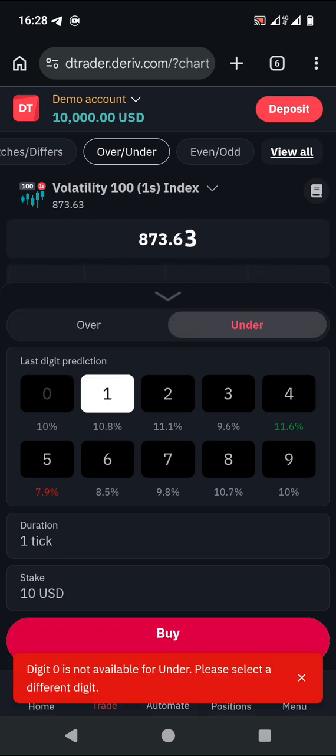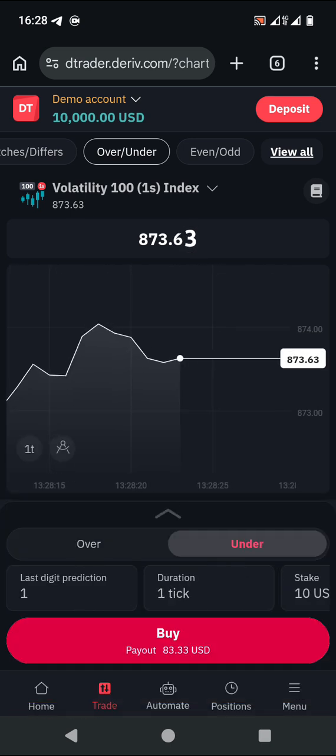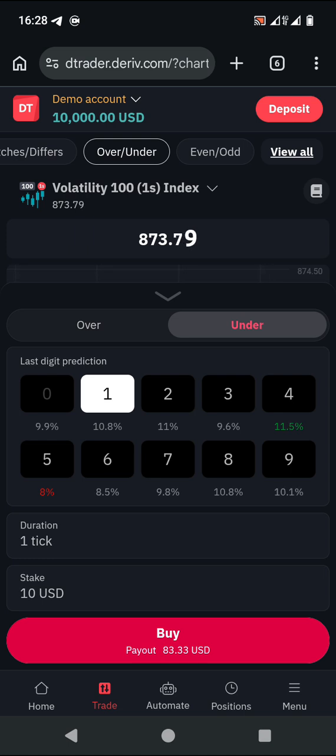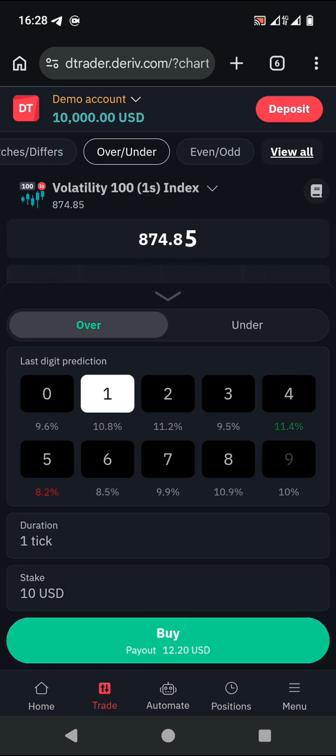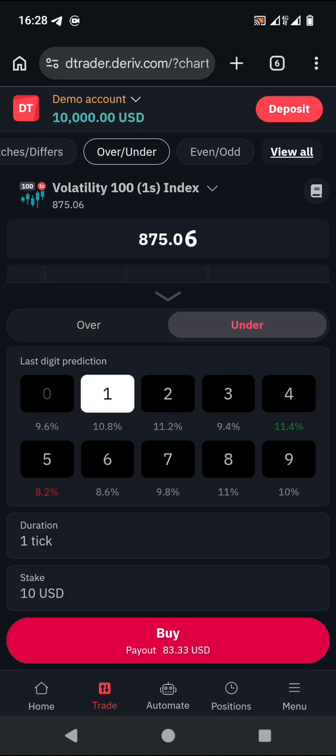These buttons, make sure this button is set to under, like that. Make sure that the button is set to under, because sometimes you might be thinking that the button is set to under, but in real sense it is on over. So when you place a trade you end up getting a loss because you did not check these things. These are the basic things that you need to check. So make sure the button is placed to under, like that.